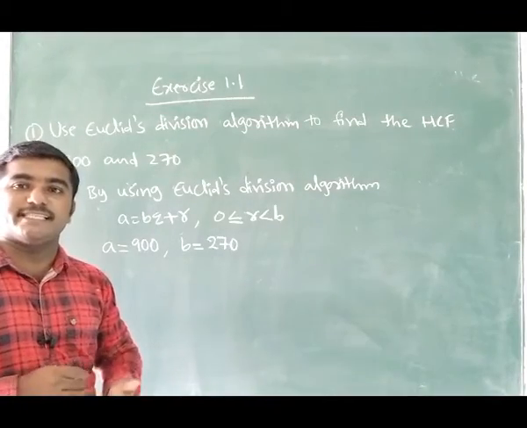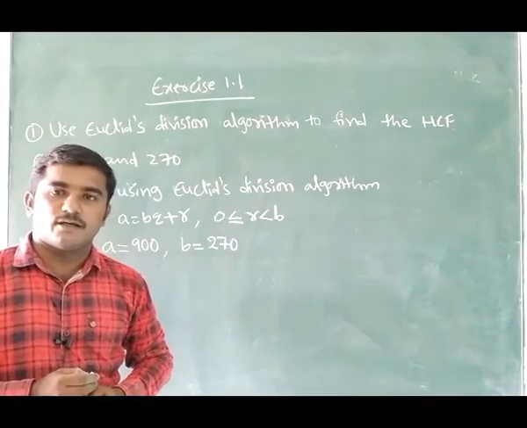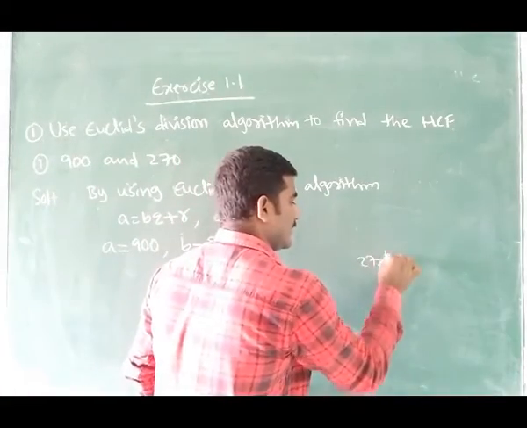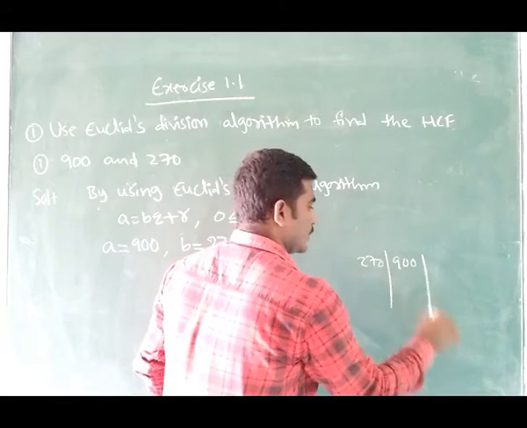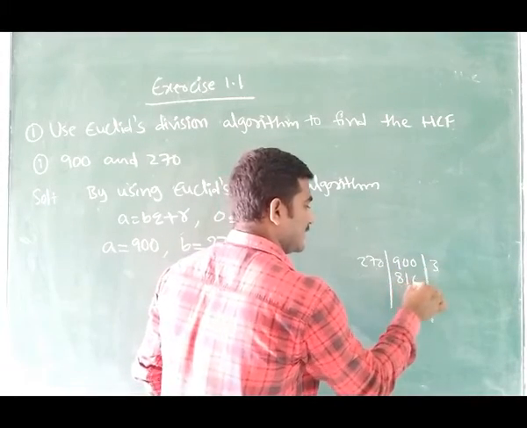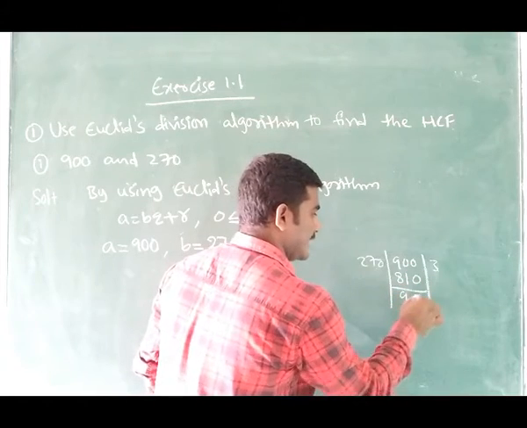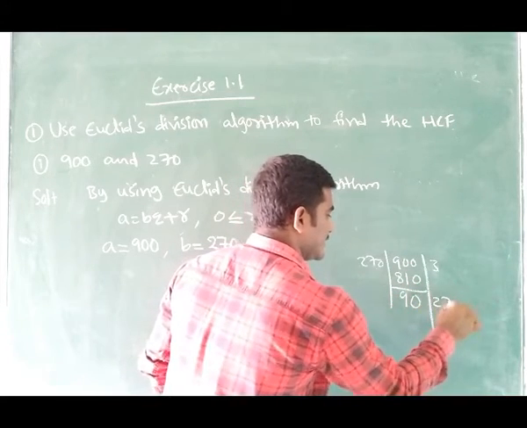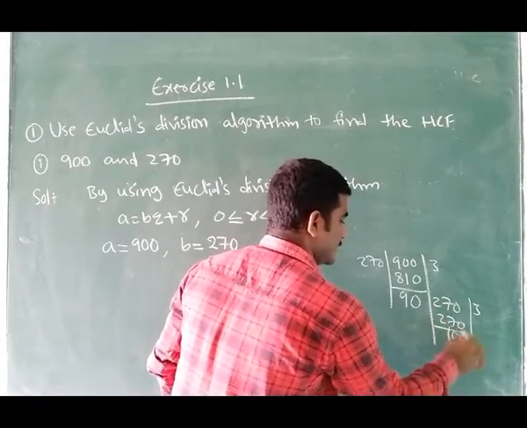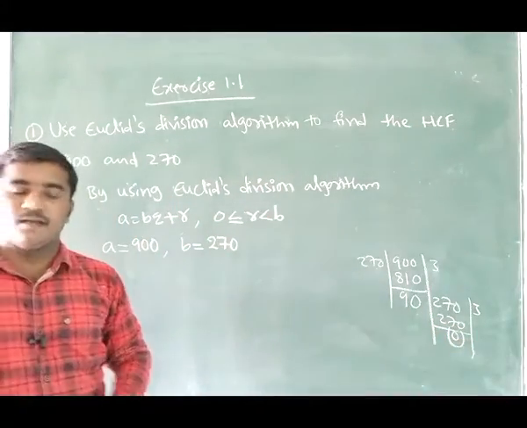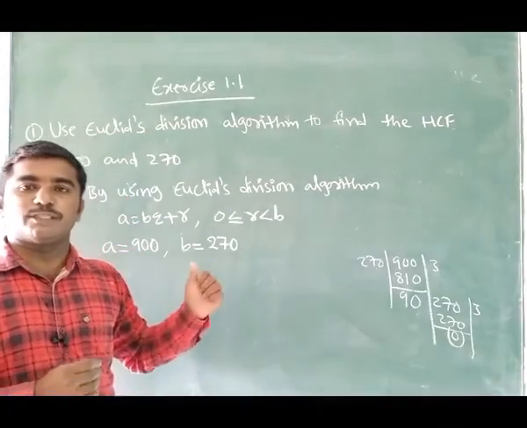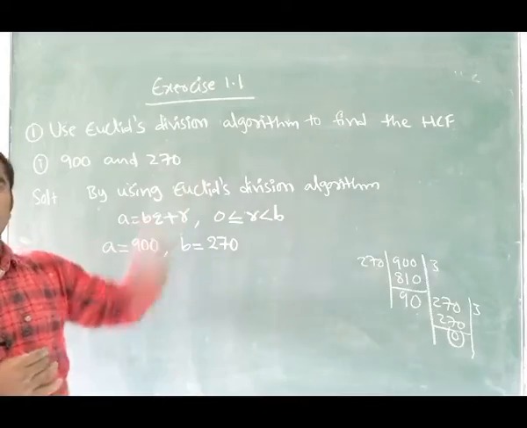Now how can you do it? It is a step-by-step process. First, I am doing the normal division method. 270 with 900. 270 3s are 810. So how much is it? 90. Next, it is 270. 90 3s are 270, remainder 0. So the HCF is 90. But that is which method? That is the division method. But you have to use Euclid's division algorithm.